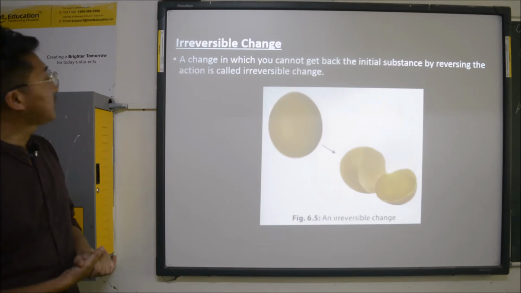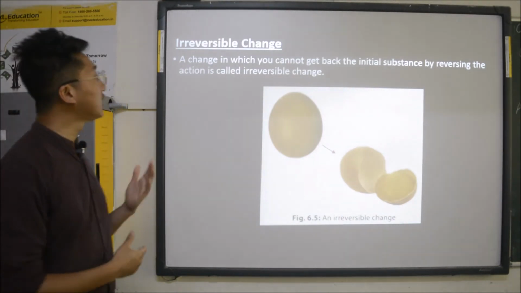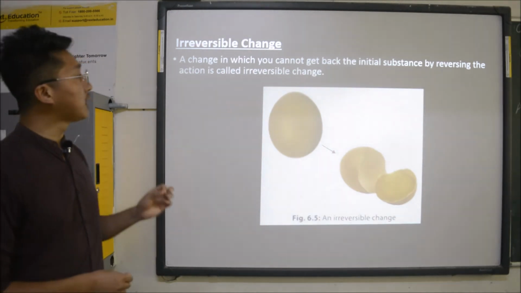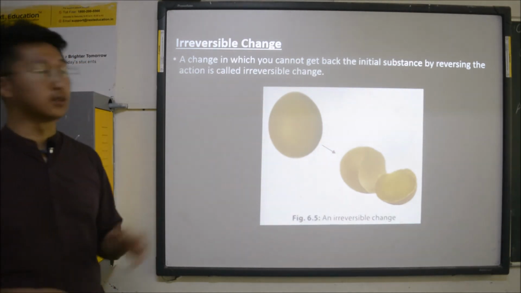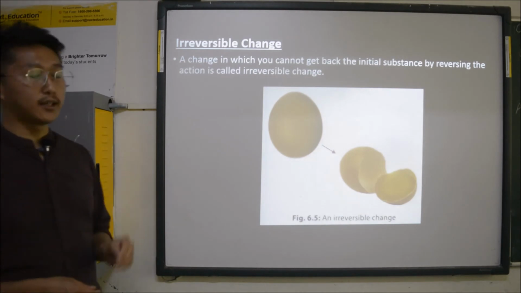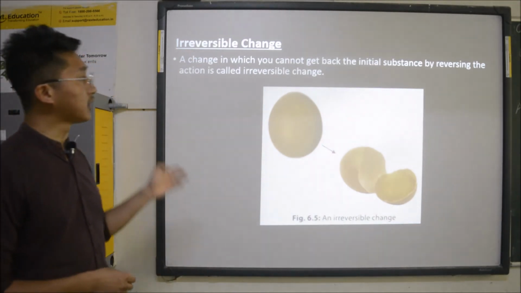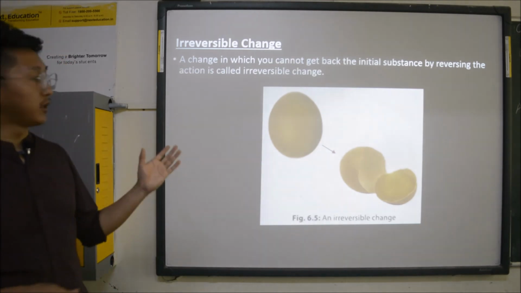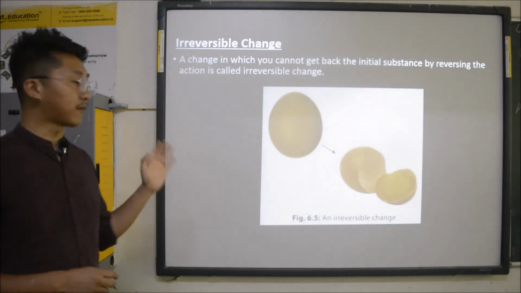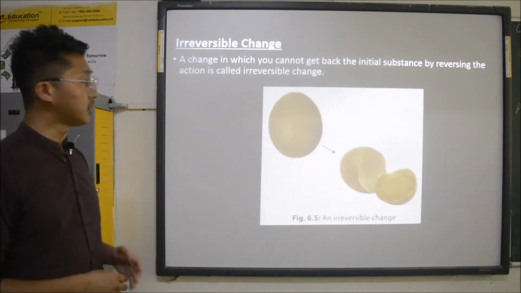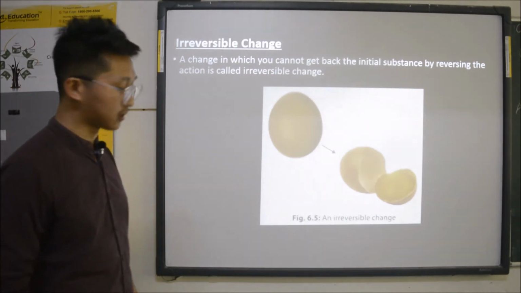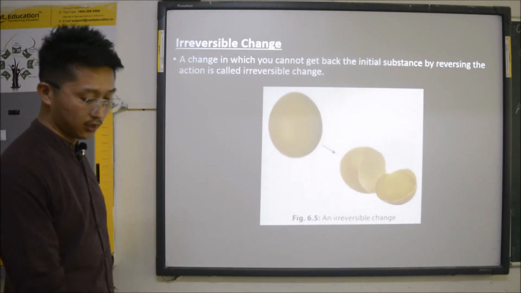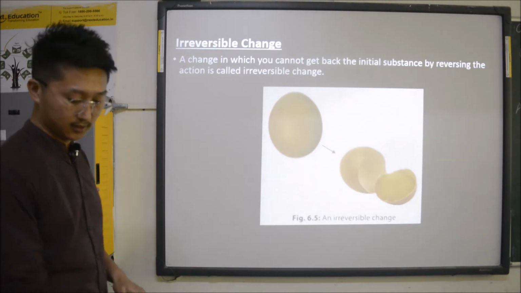Okay, now the next one is irreversible change. A change in which you cannot get back the initial substance by reversing the action is called irreversible change. For example, you can see in the diagram that when we break the egg, after that we cannot get back the initial egg. In this case, the initial substance is egg. Once it is broken, we cannot get it back.